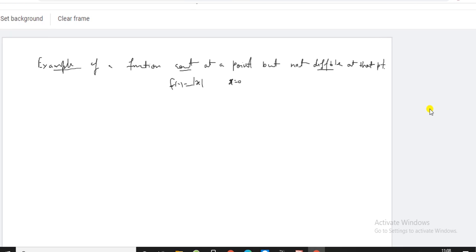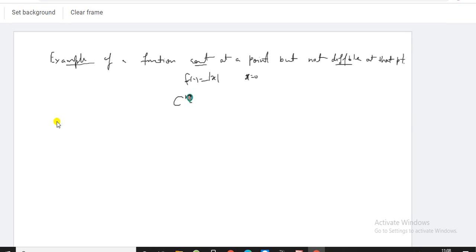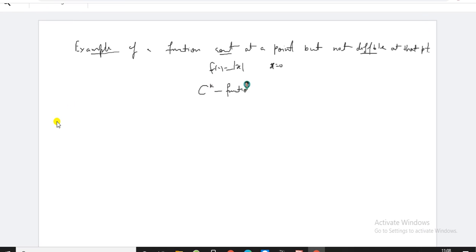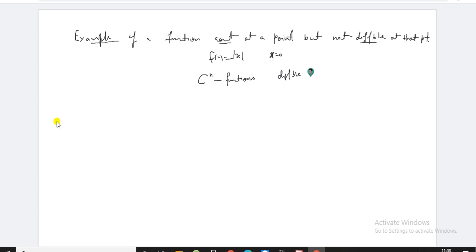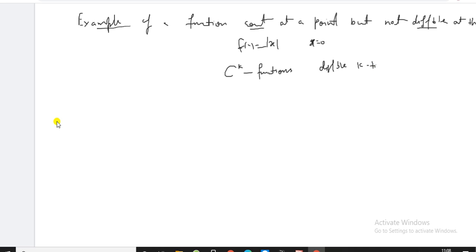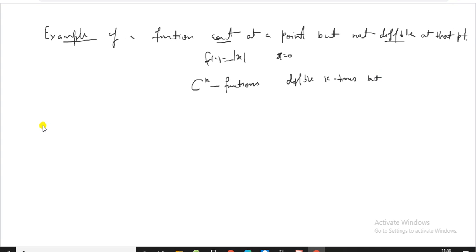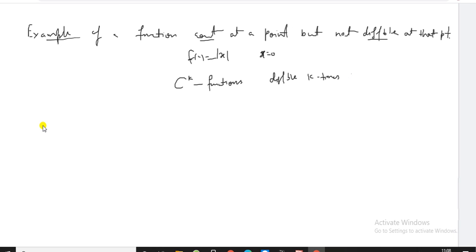So a function which is differentiable k times and its k-th derivative is also continuous is known as a C^k function. So C^k functions are those functions which are differentiable k times, and its derivative is continuous.